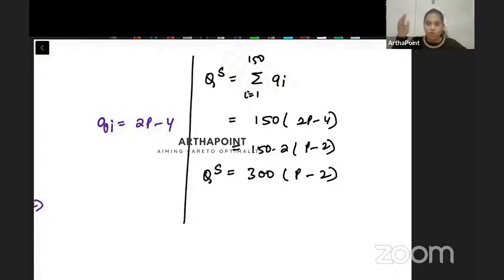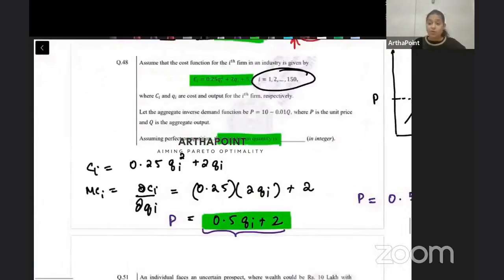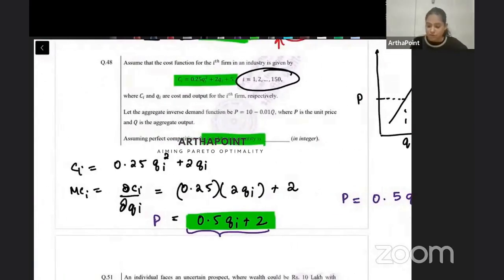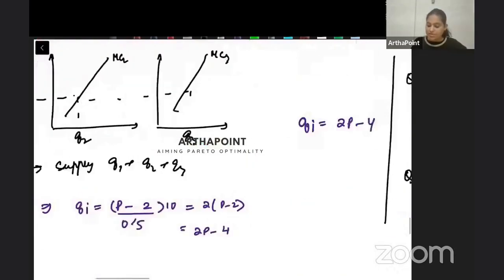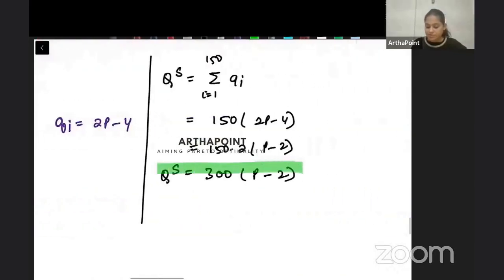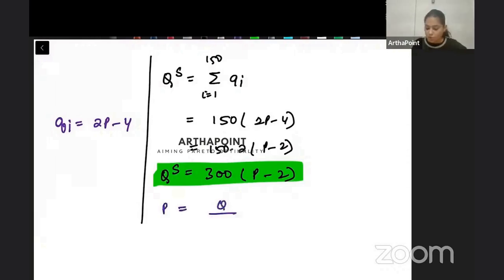Now, you have a quantity supplied function. You also have a quantity demanded function from here, this one. Equate demand to supply, get the answer. So quantity supplied is this. Let's find P from here. What will be P? P will be Q by 300 plus 2.